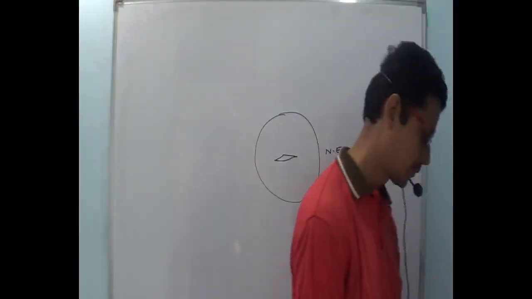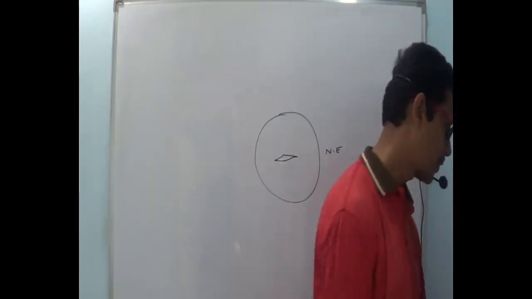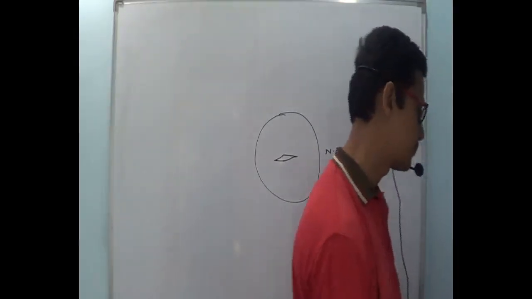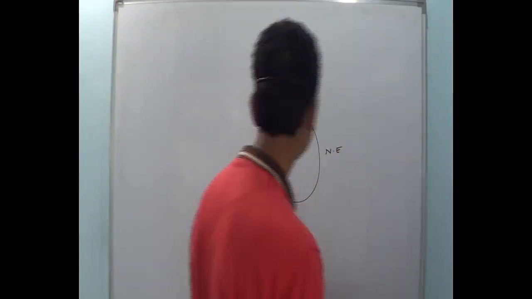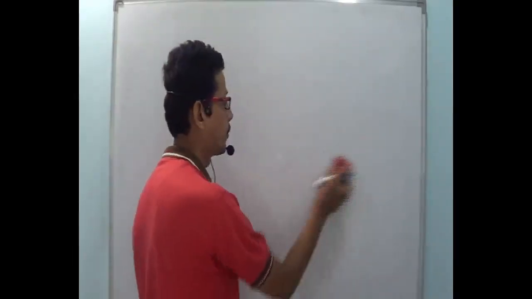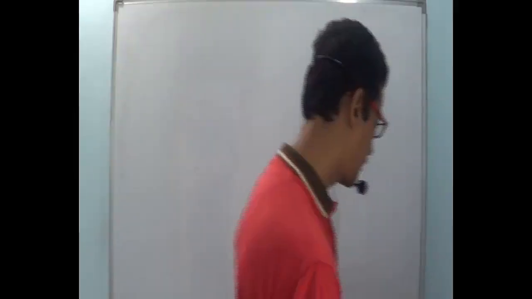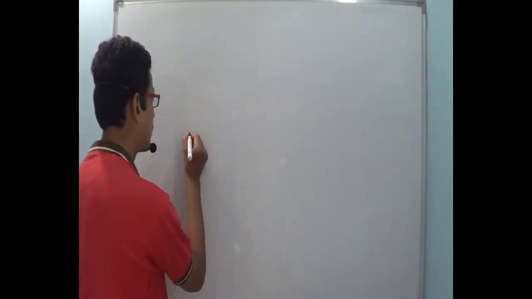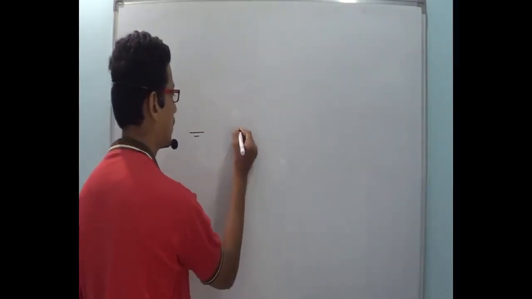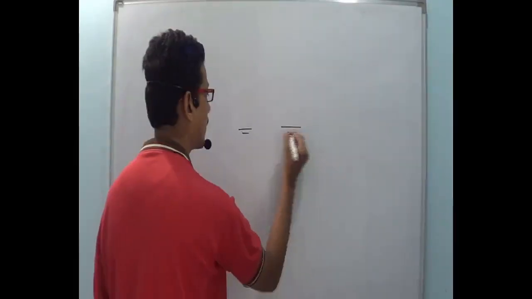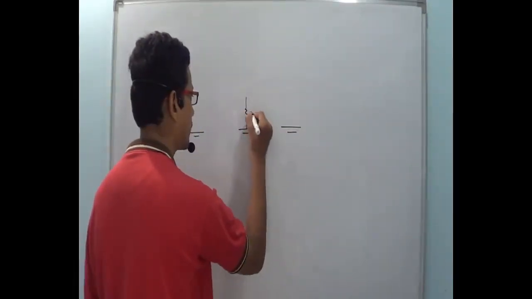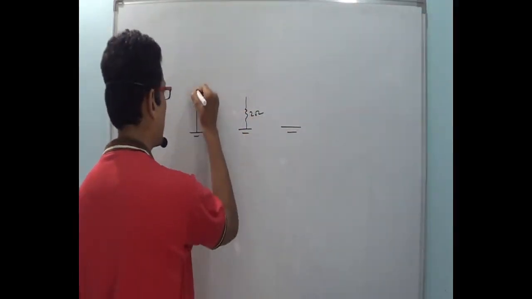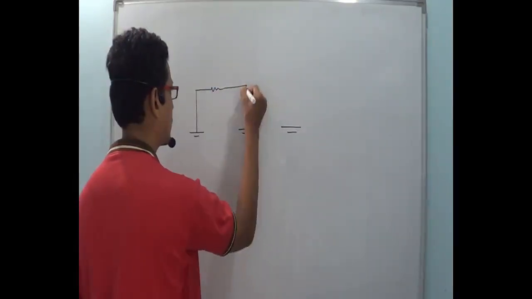Next, we have a circuit problem. Right. Let us do that circuit problem. So there are total 5 resistances given. There are 3 cells, and here the central one is 2 ohms, and here there is a 1 ohm resistor.